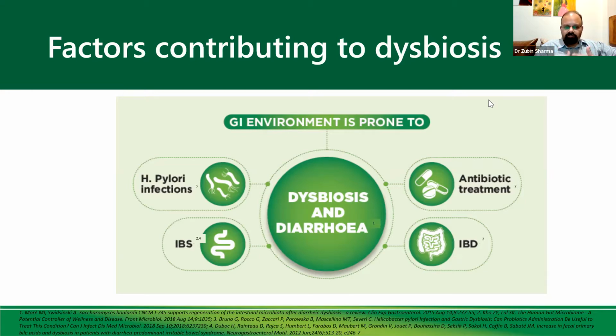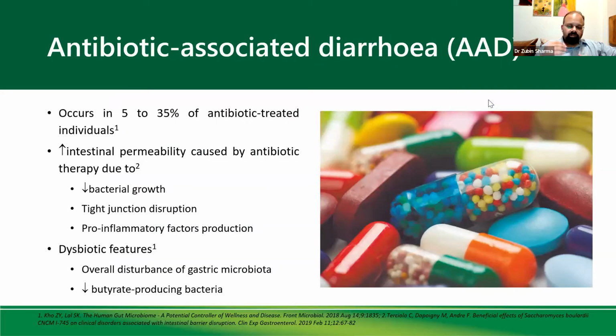You can have infections like H. pylori, or you can be prone to develop small intestinal bacterial overgrowth if you keep on popping multiple antibiotics. So, what is antibiotic diarrhea? It is something which is very common. Almost one third of all antibiotics produce diarrhea, and by various mechanisms you can increase bacterial growth, or they lead to more leaky capillaries inside your GI tract, and overall you have a decrease in the butyrate producing bacteria. So antibiotic associated diarrhea is also something which is very common.